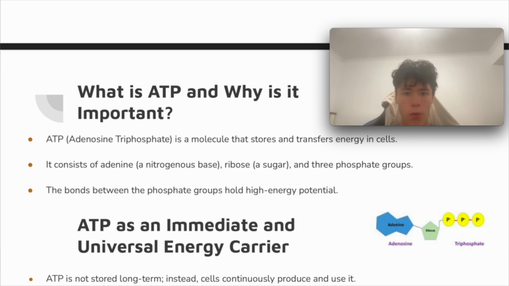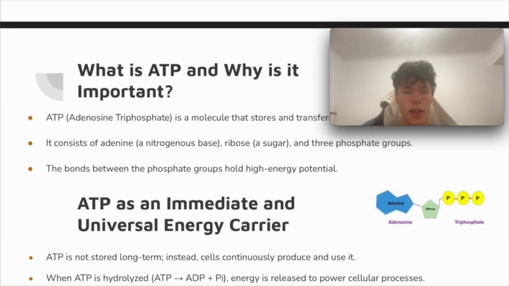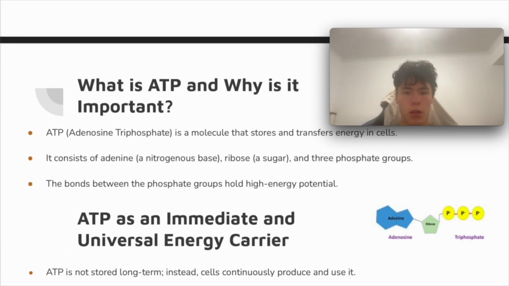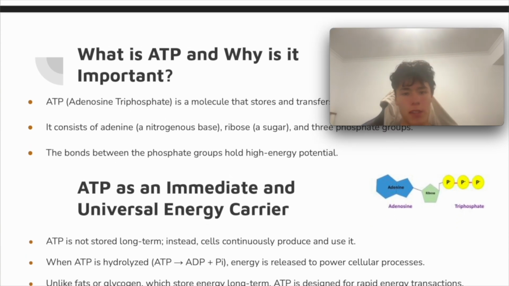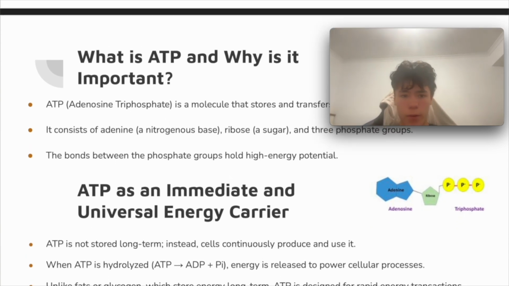So, okay. What is ATP and why is it important? ATP, adenosine triphosphate, is a molecule that stores and transfers energy in cells. It consists of adenine, a nitrogenous base, ribose, a sugar, and three phosphate groups. The bonds between the phosphate groups hold high energy potential. ATP is an immediate and universal energy carrier.